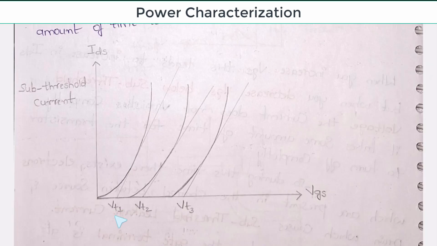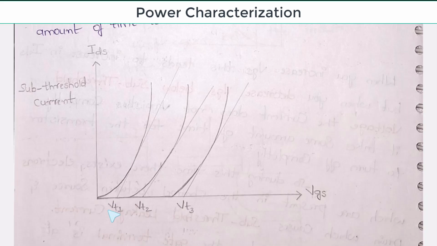I am taking some random VT1, this is the lower threshold voltage, then some intermediate threshold voltage and higher threshold voltage. Because of these threshold voltages, we will get subthreshold current. If you take VT1, switching will be faster, but leakage current will be more. This is higher threshold voltage. Here leakage current will be less, but the transistor will take more time to turn on, because of which delay will increase. Whereas here delay will be less.